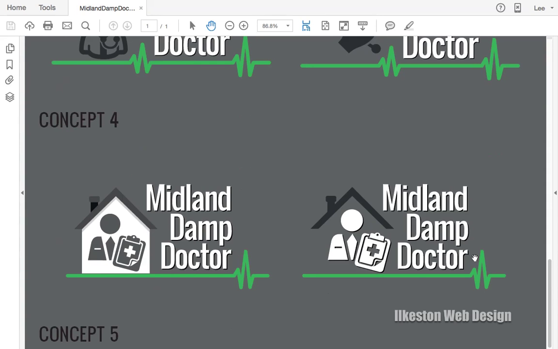Yeah, so I suppose it's what colour uniform the Midland Damp Doctor wears. But I don't think they wear white coats. No, of course not. But I mean, they're both nice.